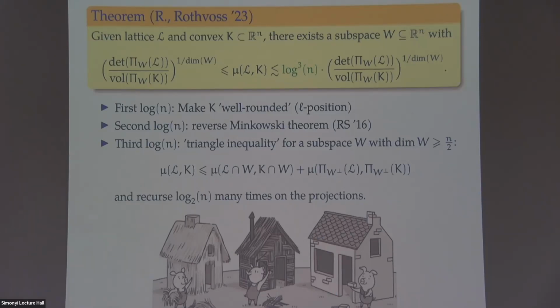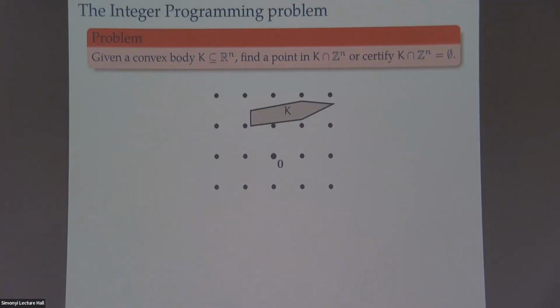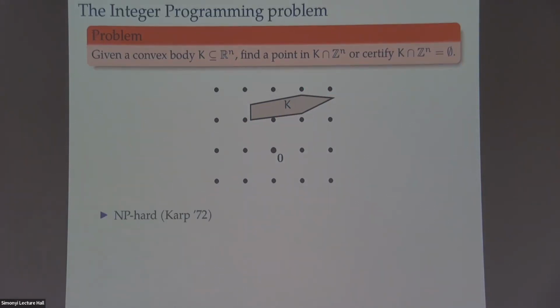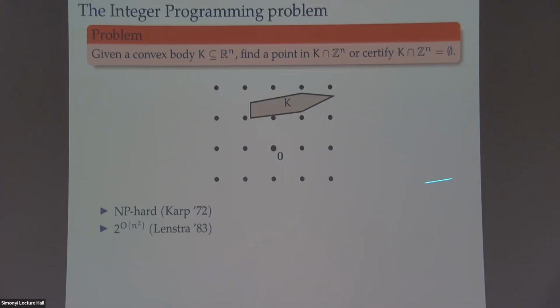And I have one more slide here, just trying to give a context about this integer programming problem that this implies. So here the problem is that I have a convex body K, and the task is to either find a point inside it or certify that it's empty. In this case, it's empty. This is a problem that's well studied. It's known to be NP-hard since the 70s, one of the first problems shown to be NP-hard. There's an algorithm that runs in time 2 to the n squared due to Lenstra. That was the first algorithm that ran in time only dependent on the dimension here.